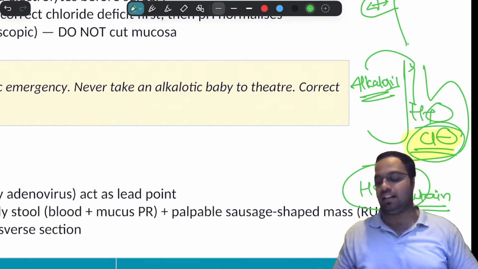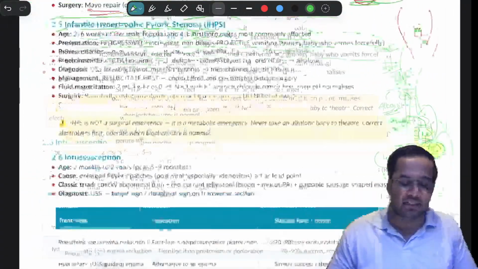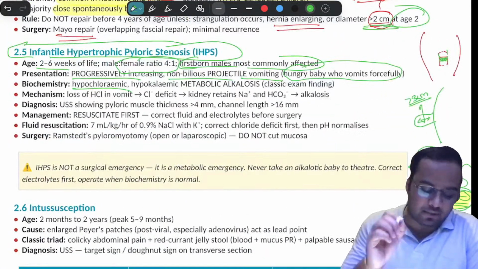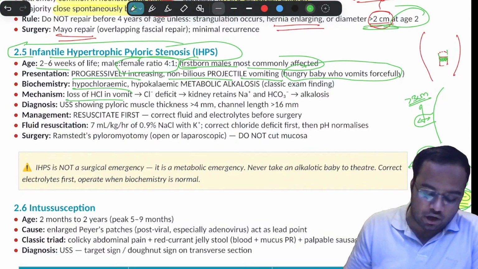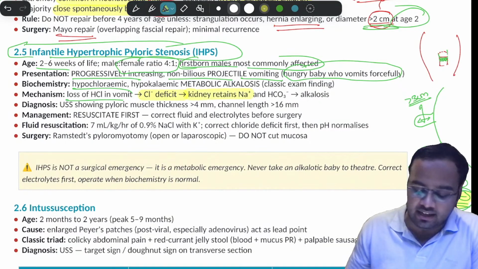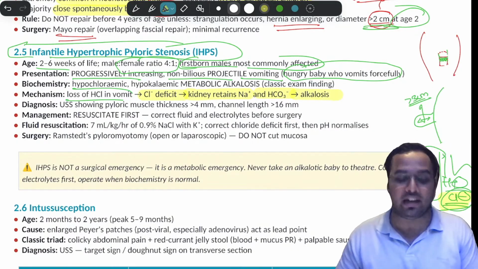To manage the negative charge. So whenever you are going to manage this patient, you should first make sure that the potassium is corrected. So HCl is lost, chloride is deficit, the kidney retains stored HCO3, and it causes more alkalosis.